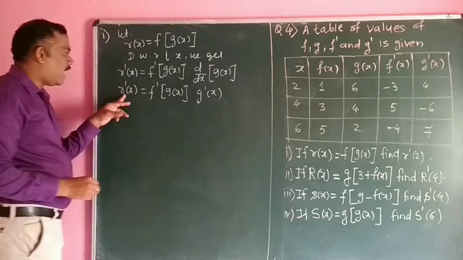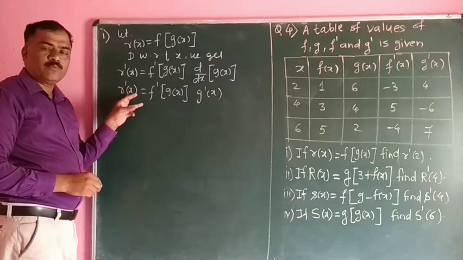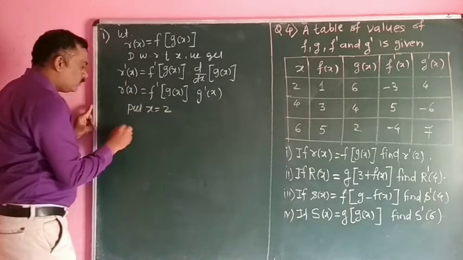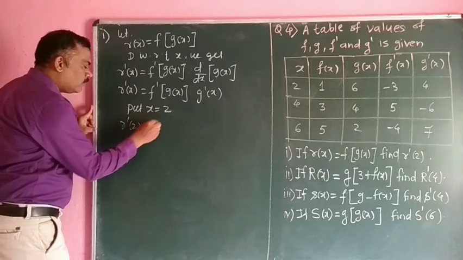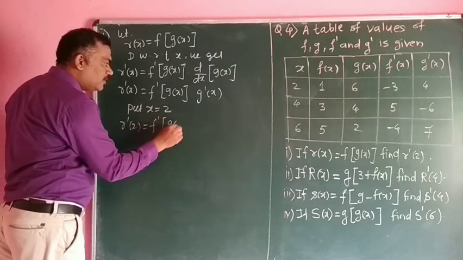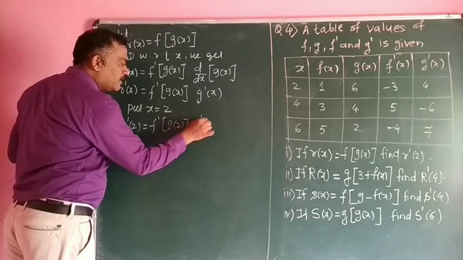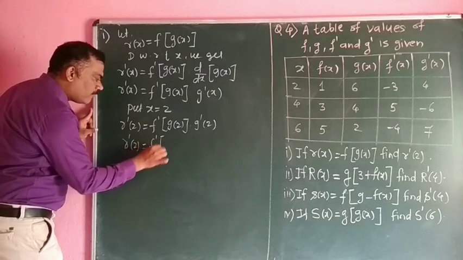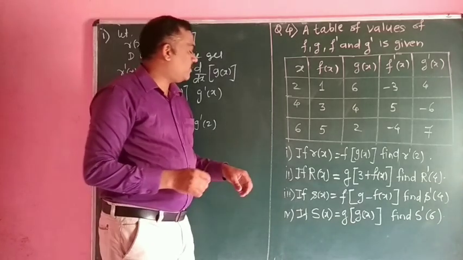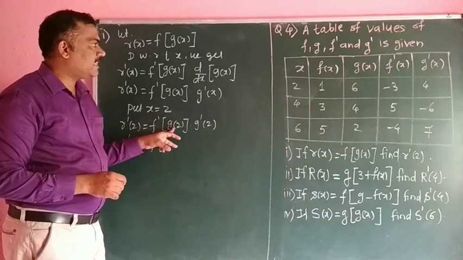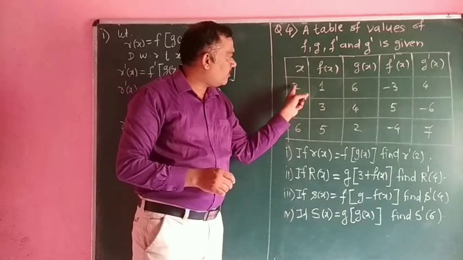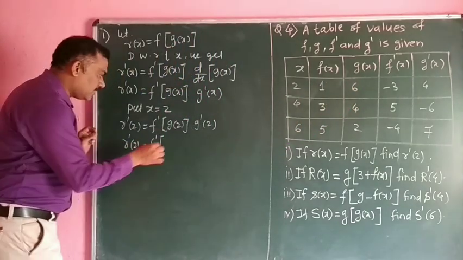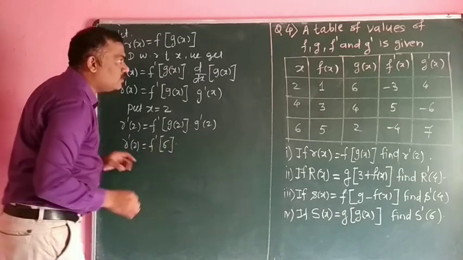We have to find the value of r dash of 2. It means we put x equal to 2. We get r dash of 2 is equal to f dash of g of 2 into g dash of 2. Now we are given the value of g of x at x equal to 2. What is the value of g of 2? G of 2 is nothing but 6. That is f dash of 6 into g dash of 2.